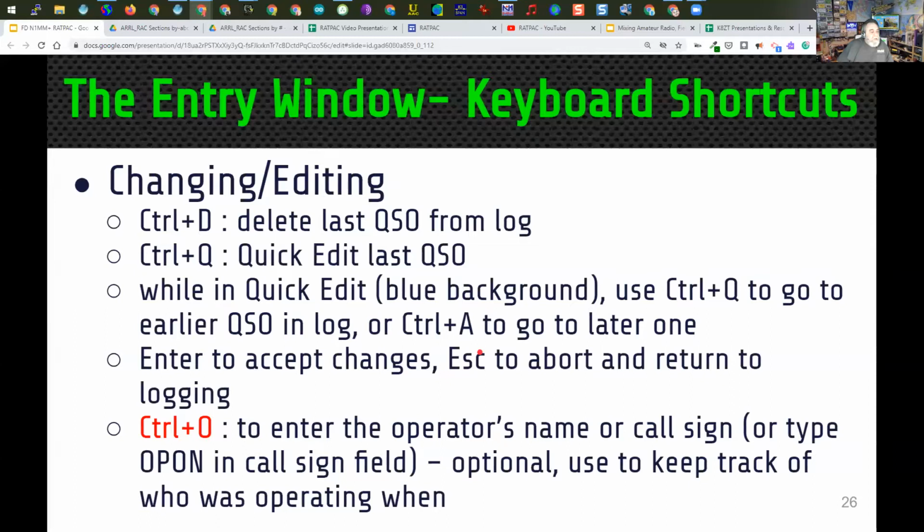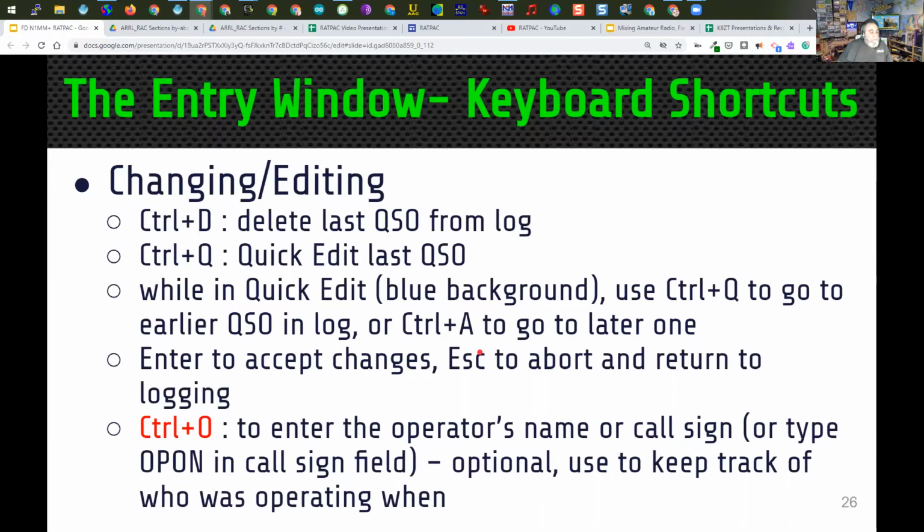Let's say you make a mistake. Once the call sign is in the log, you can edit it by using some shortcuts. You can also do it by using a mouse click. So Control D will delete the last QSO from the log, and it'll actually give you a little warning message before you do that, asking if you're really sure. Control Q will edit the last QSO, so you can bring up the last QSO to be edited by using that keyboard shortcut.